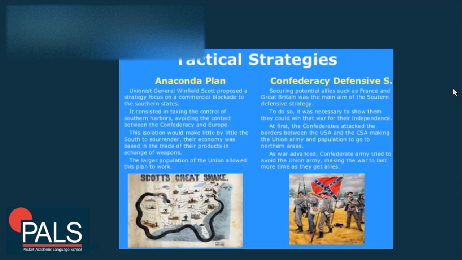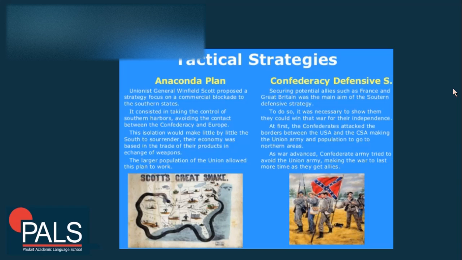So as you can see, the reference of the Anaconda Plan, because they took control of the harbors. So it's like a snake or a huge anaconda trying to paralyze its prey, surrounding it or somehow smothering it. So hence it's called the Anaconda Plan.